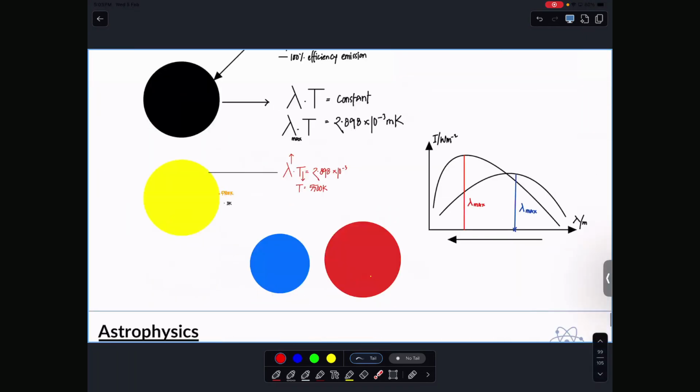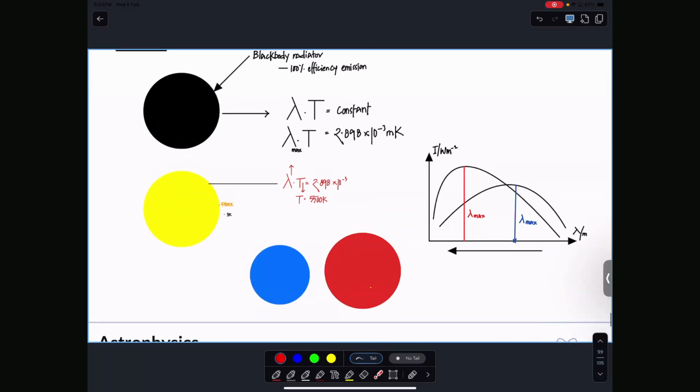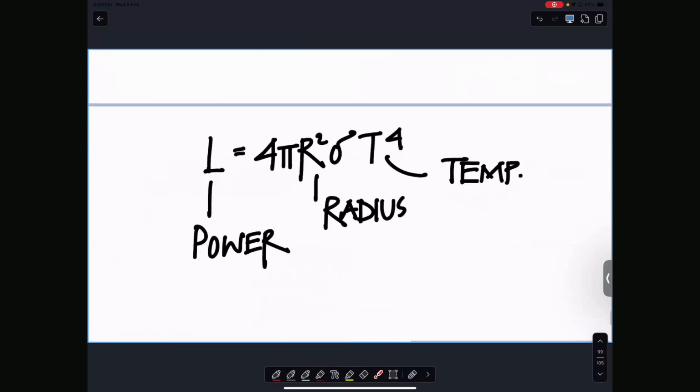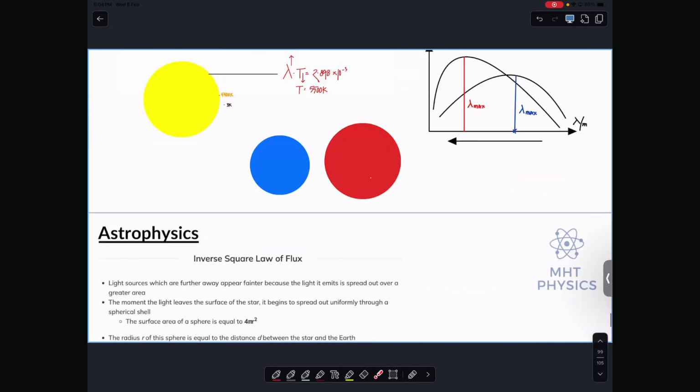This is how you find the temperature. So now let's bring everything full circle. If I want to work this equation out for a star's power, I can find temperature using what? The equation I just showed you. And I can find the radius by finding the distance using the standard candle. And by doing so, we can find the luminosity, right? This law has a name.